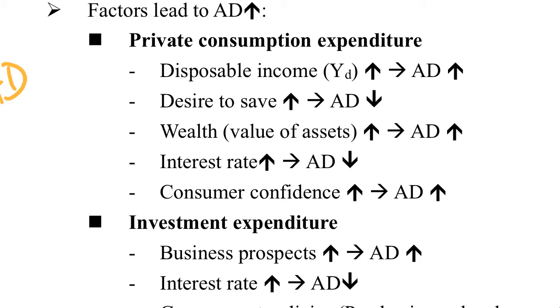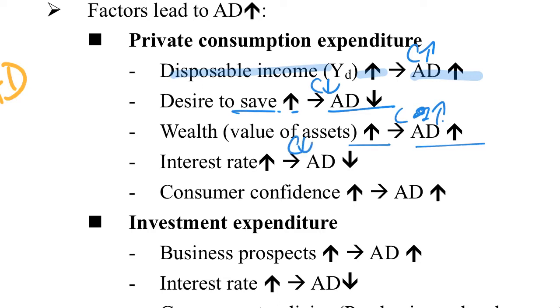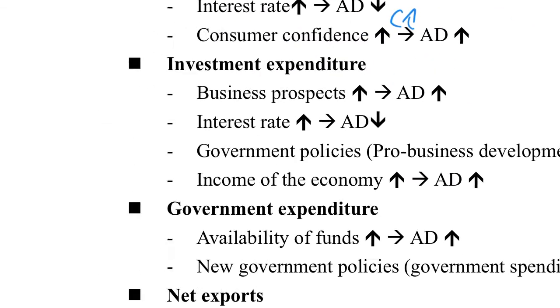For example, if the income of individuals increases, then AD increases because C increases. If they want to save more, then C will decrease because they will want to reduce their consumption. So AD decreases. Simple. If the value of assets increases, they will try to buy more, so C increases. If interest rate increases, they will try to borrow less money, so borrowing less, consumption decreases, so AD decreases. Consumer confidence increases, so they will try to buy more, so AD increases.